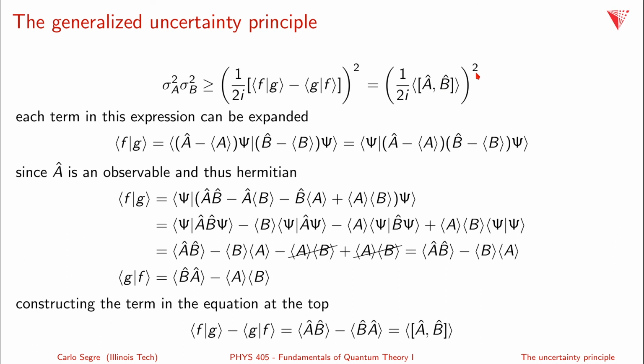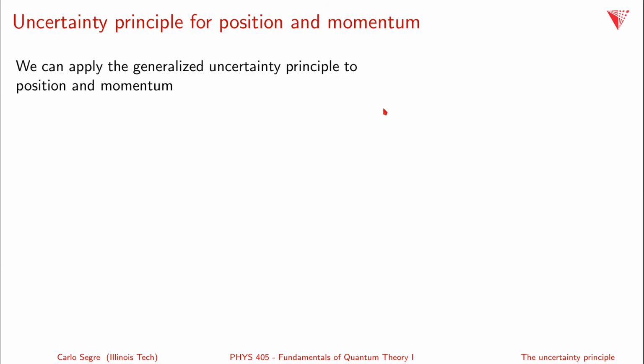So the Heisenberg uncertainty principle is just the square root of this, right? Because this is squared, this is squared, this is squared. Everything's going to be the square root. This is the generalized uncertainty principle. And we can now apply this to position and momentum.